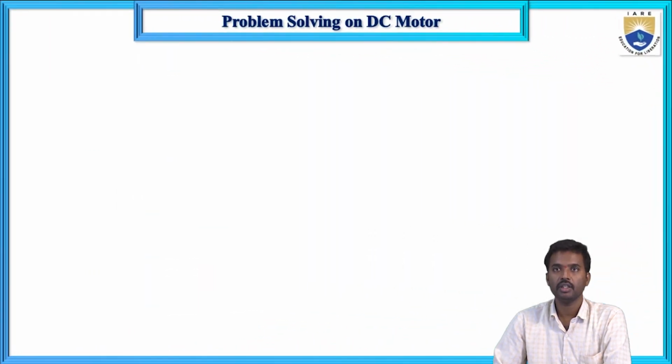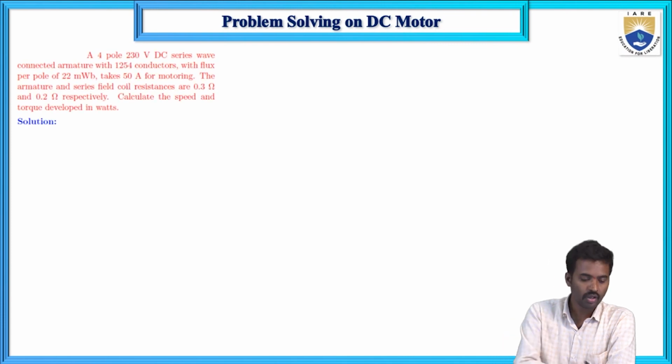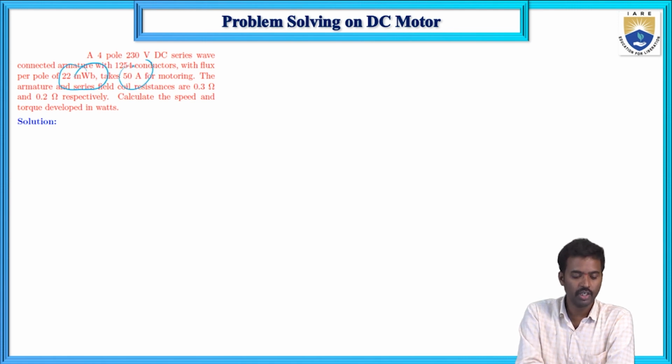And next here, a 4-pole 230 volts DC series wave connected armature with 1254 conductors with useful flux 22 milliwebers, 50 amperes motoring, and the armature winding resistance and field winding resistance are given. Calculate the speed.